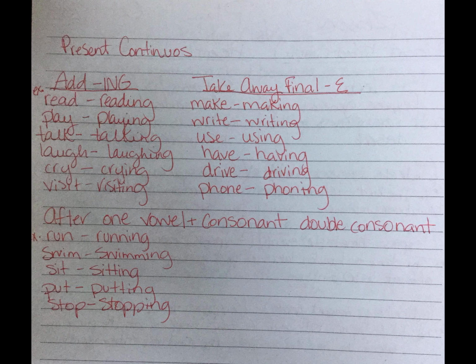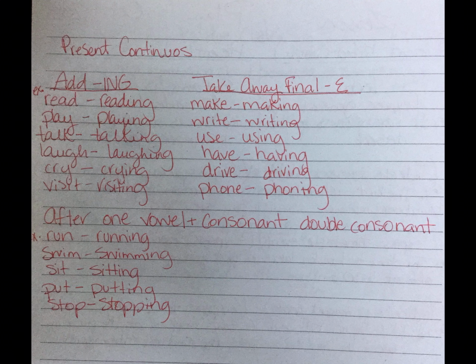So after one vowel plus consonant, we double the consonant. So we have N, and run is a consonant, and then U is the one vowel, so we know that we need to double the N, so it becomes running. And then swim, so we know here's the consonant M, and then we know to double it: swimming.